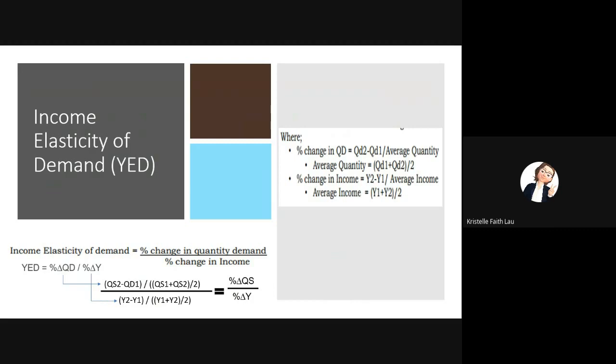Pag-abot sa income elasticity class is that kuan na ang gamit nato diri kay quantity demand pero dili na presyo ang ato ang basis. Ang basis na nato diri is ang income. So, nagkamali lang ko og type diri for a while, i-edit ko na lang.